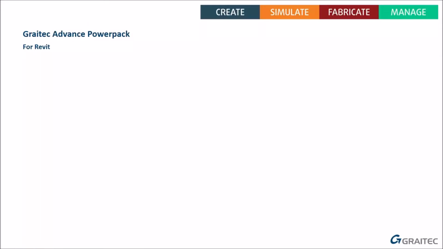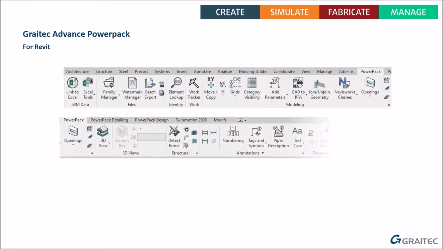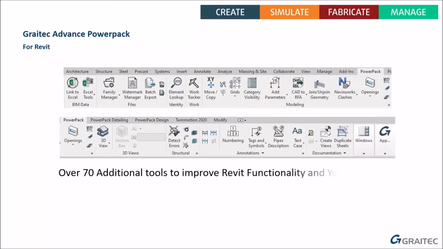Now, this is all about the Revit PowerPack. So let's see, what does it actually look like? Well, I've had to split it over 2 screens so that you can get a good appreciation of the number of tools that we have. You've got over 70 tools in the PowerPack for Revit to help you improve on your functionality and your efficiency.